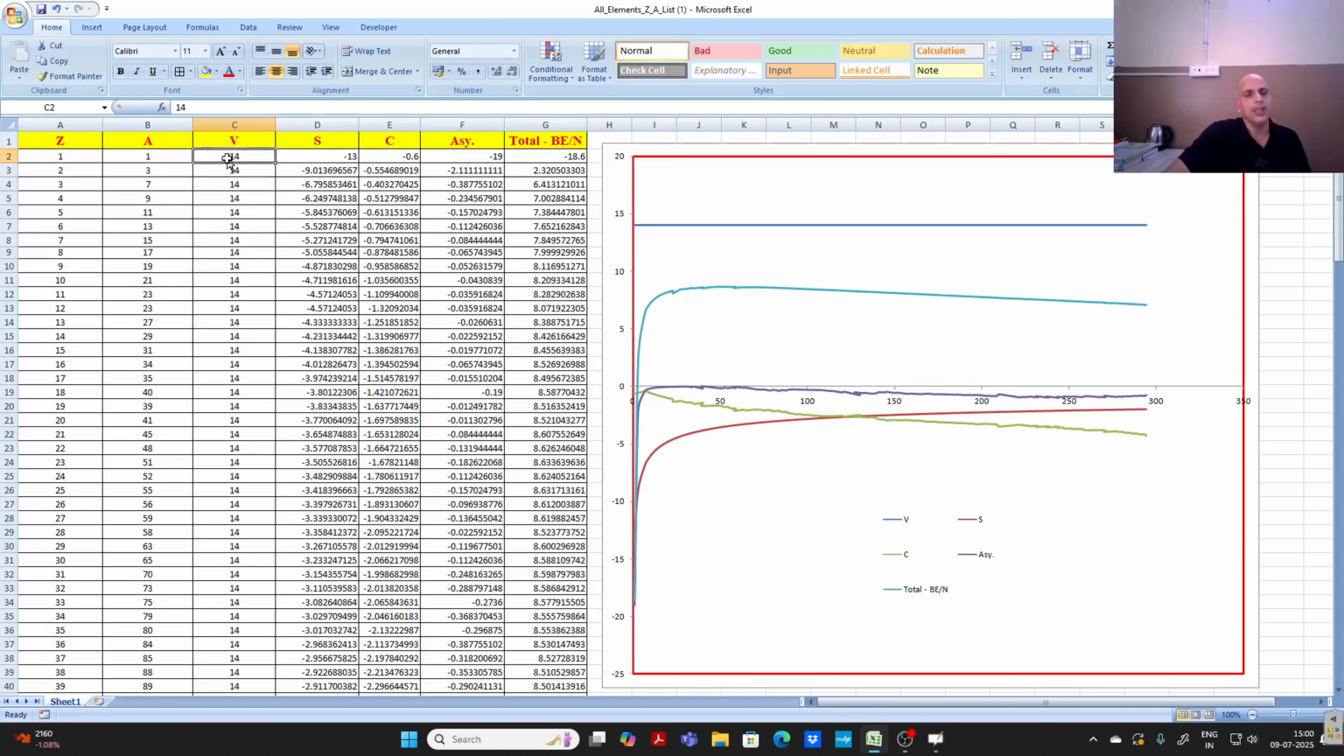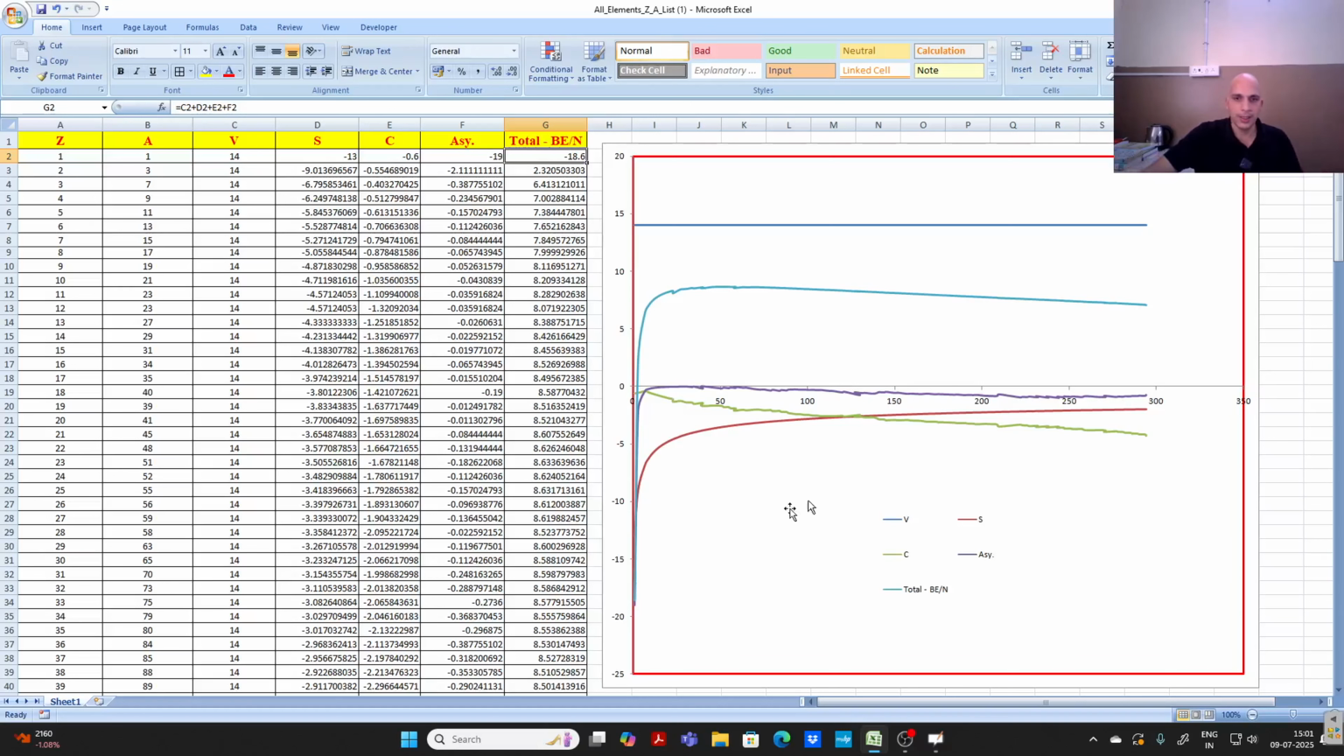Yes, this is the volume energy term and it is constant, right? AV is 14 mega electron volt. This is the surface energy term. This is the formula. This is the Coulomb energy term. This is the asymmetry energy term, and this is the total binding energy. So you can see here the graph that I got from here, right? After plotting this entire data, these are the graphs that I showed you there on that picture. So this is the actual graph, right, that I got here.